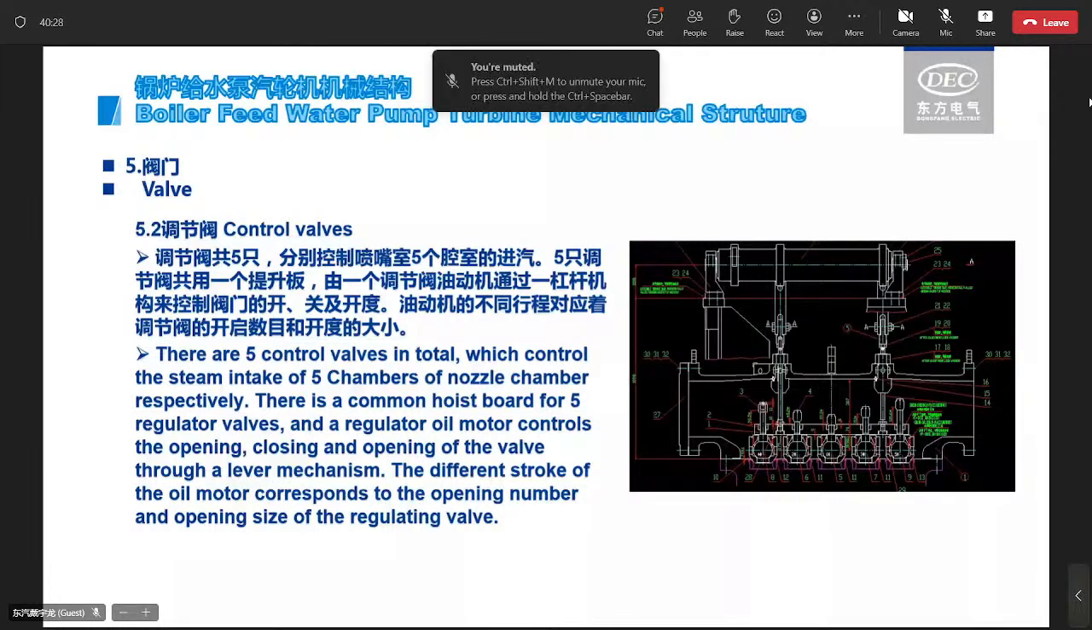There are 5 control valves in total, which control the steam inlet of the 5 chambers of the nozzle chamber respectively. There is a shared hoist board for the 5 control valves, and a control valve actuator controls the opening, closing, and opening position of the valve through a lever mechanism. The different strokes of the actuator correspond to the opening number and the opening position of the control valves.